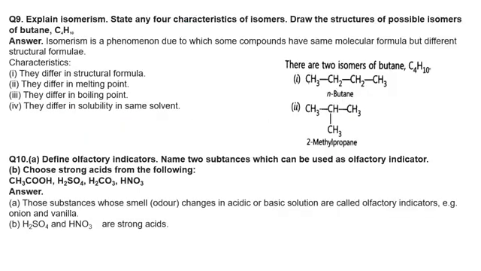Now coming to question number 9. Explain isomerism. State any 4 characteristics of isomers. Draw the structures of possible isomers of butane. Butane means C4H10. Why is it C4H10? With C4, H should be 2n plus 2, so 2n means 2 into 4, 8, plus 2, 10. So this is butane, an alkane. These are members of the alkane family.